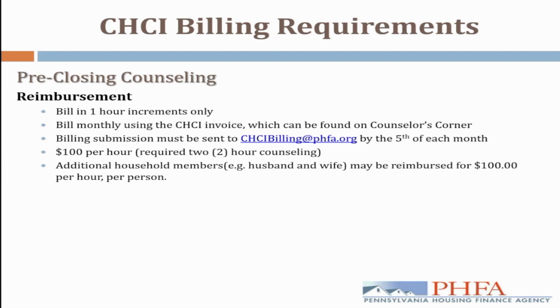Again, you must bill in 1-hour increments. You're going to use our CHCI invoice. Reimbursement is going to be $100 per hour up to a max of 2 hours, okay? So $100 per hour up to your max of 2 hours. And this is the only type of counseling where you can bill for if you have 2 spouses on the note. So for example, if you have husband and wife, they're both on the note, you can be reimbursed $100 per hour up to a max of 2 hours for each, for a total of $400.